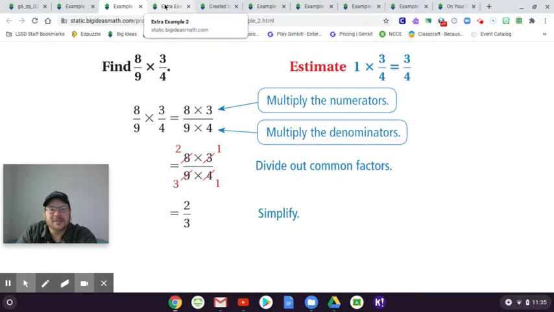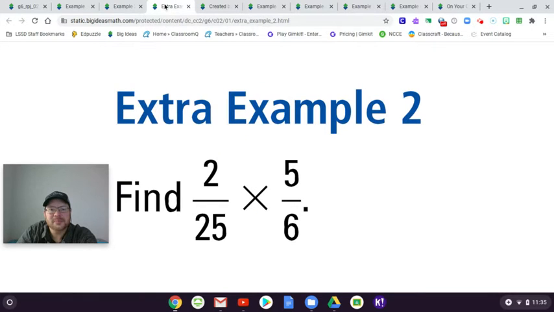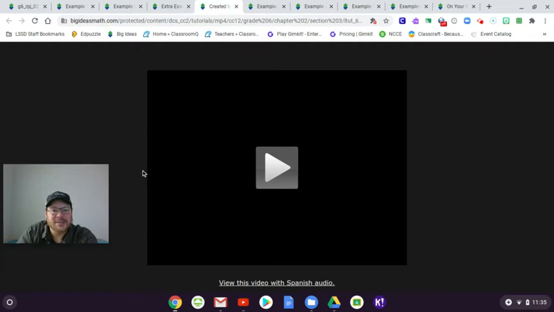Okay, now your turn. Make sure to write this down on some paper. So try 2/25 times 5/6. Make sure to simplify your answer. Good luck. Okay, now let's see how you did.